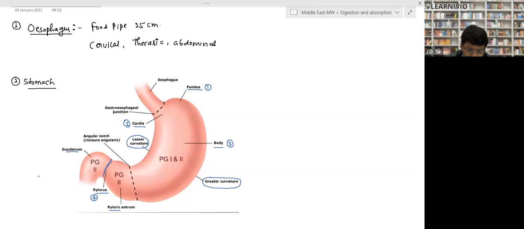Next. Second, the fundus. This question has been asked: the fundus remains commonly filled with gas. Next point. The body is the main part of the stomach. Next point.